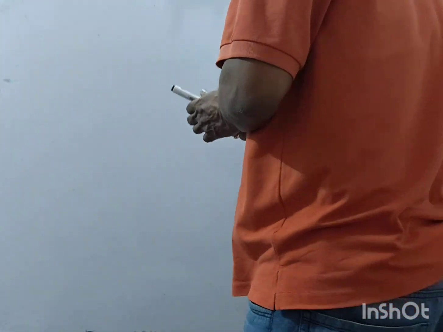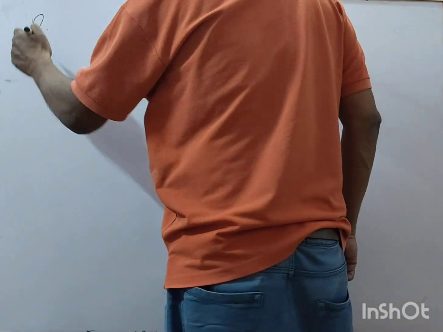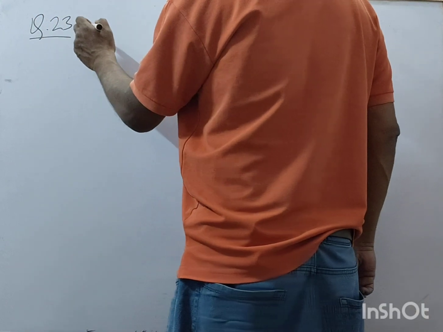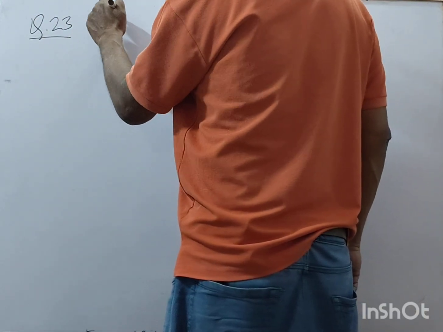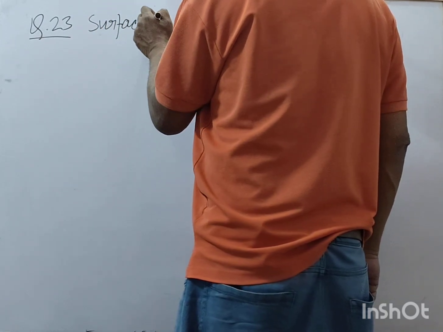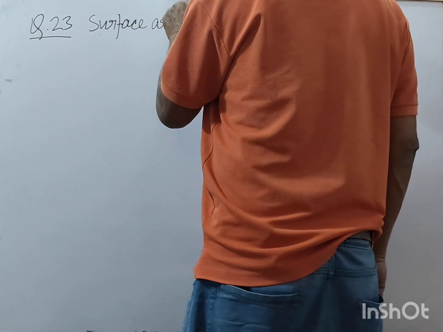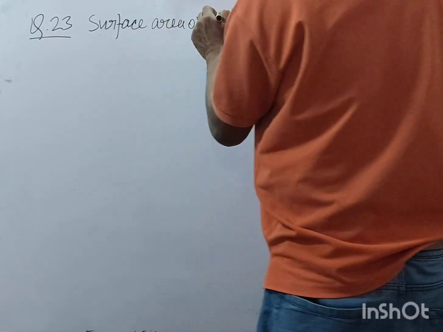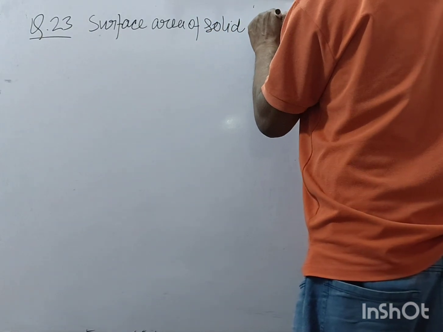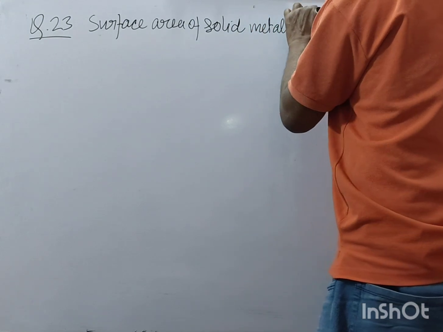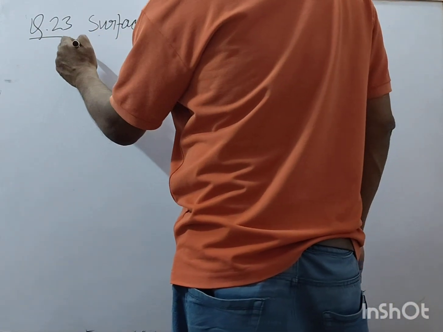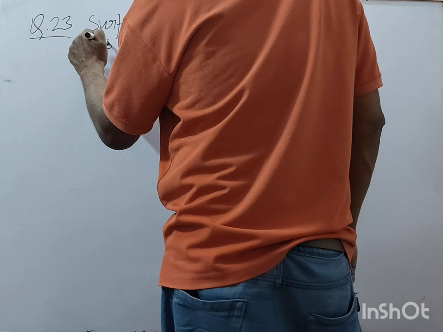What is question number? 23. The surface area of a solid metallic sphere is 1256 centimeter square.